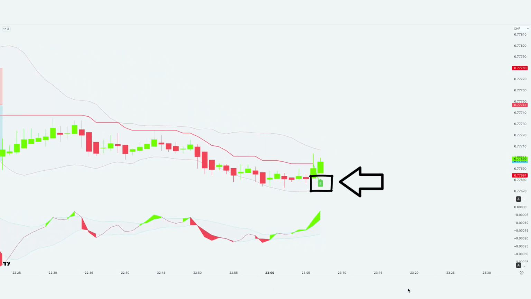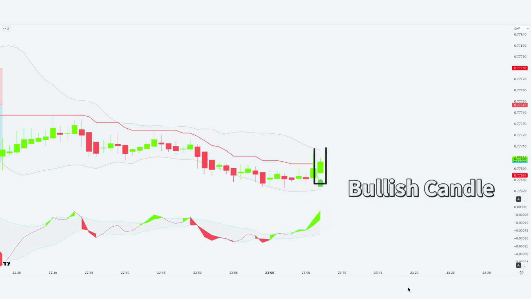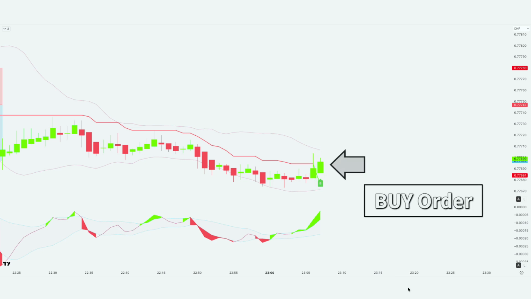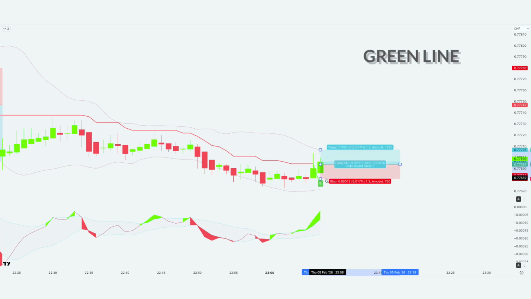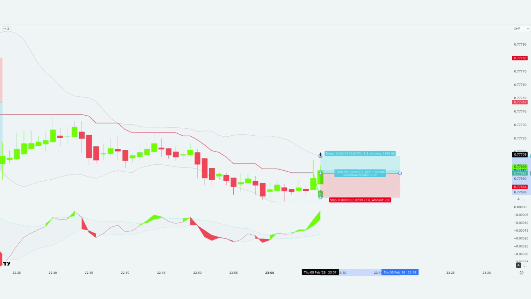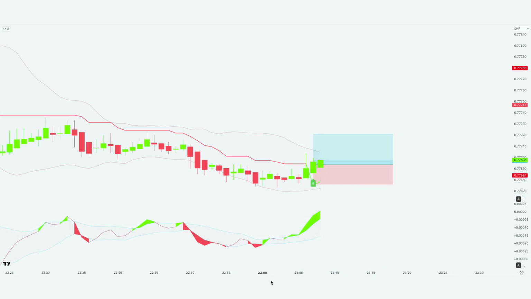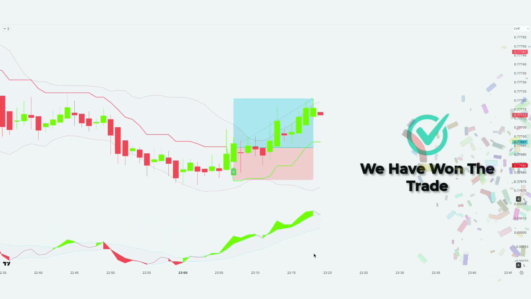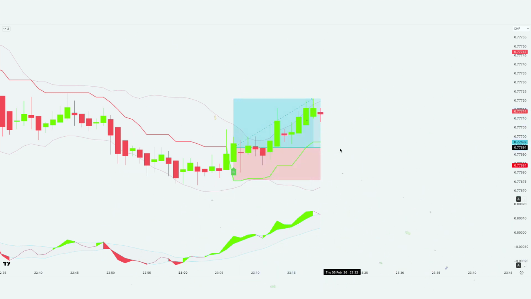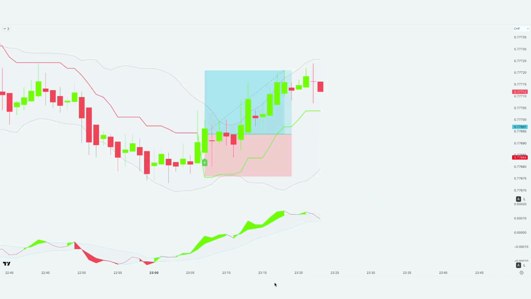Here, the RT signals arrow of this indicator is a buy signal. Here, the Bollinger Bands are in the green area. Here, the market has made a bullish candle to give confirmation. So all our conditions are being fulfilled, so we are placing an order to buy. Our stop loss is to be placed at the green line. And the risk-to-reward ratio will be 1:1.5. Let's see what happens to our trade. We have won the trade. Let's find the next trade.